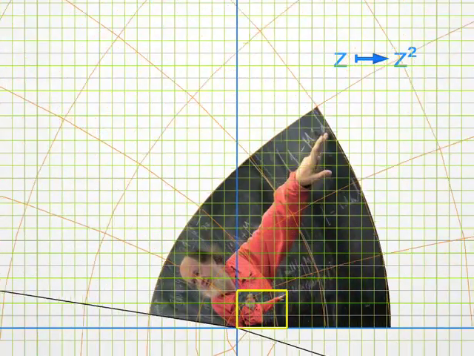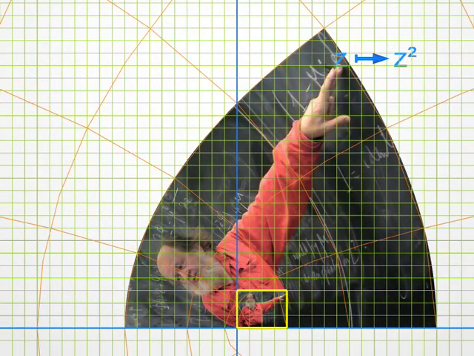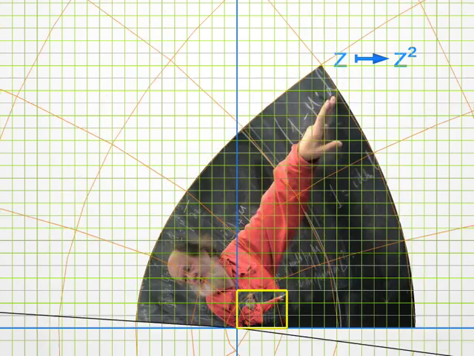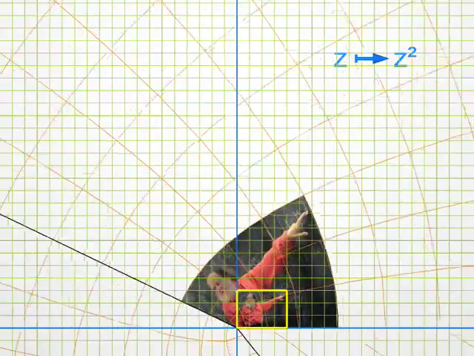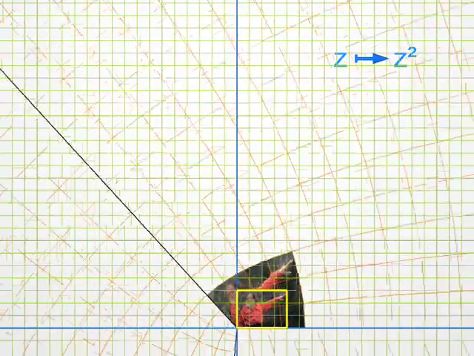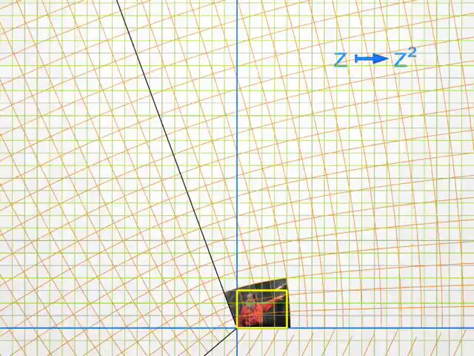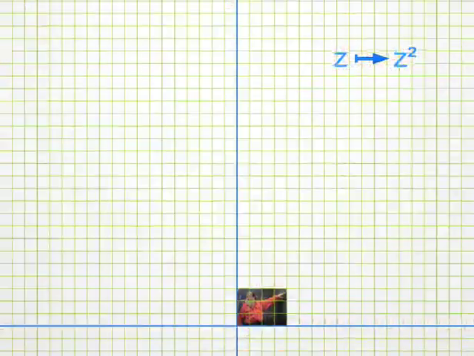Notice that the argument of z squared is twice the argument of z, so that the right angle on the lower left of the photo is doubled under the transformation. It has turned into a 180-degree angle. Let me place the photo somewhere else and let's look again at the same transformation z squared. You will notice again the same argument doubling.